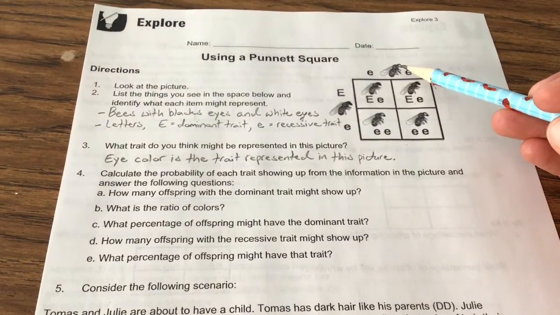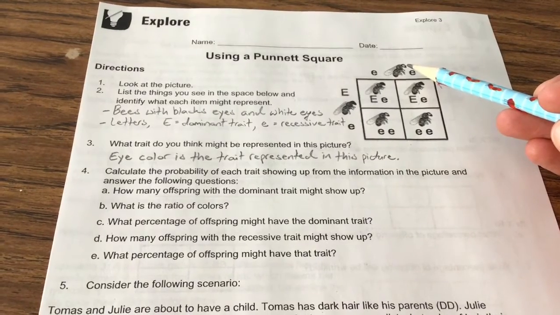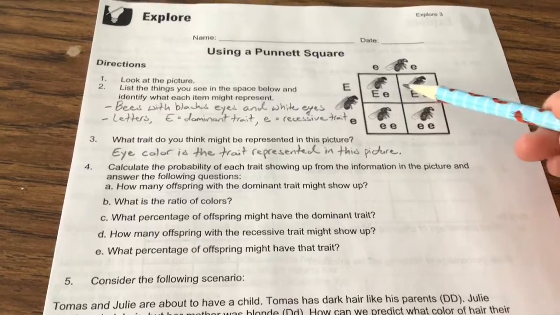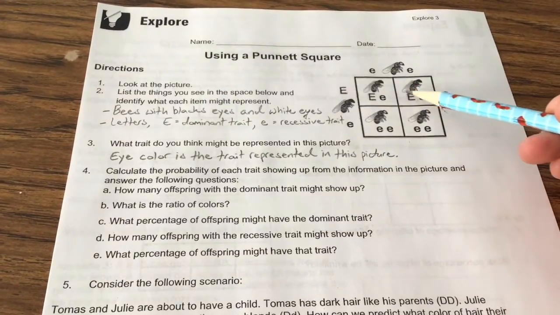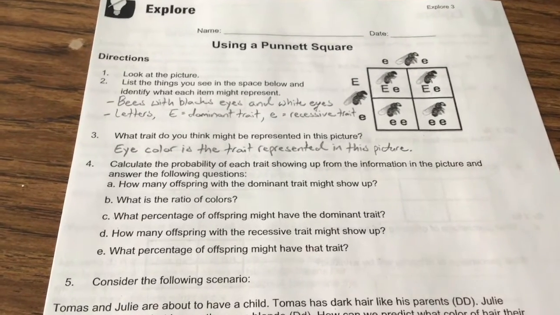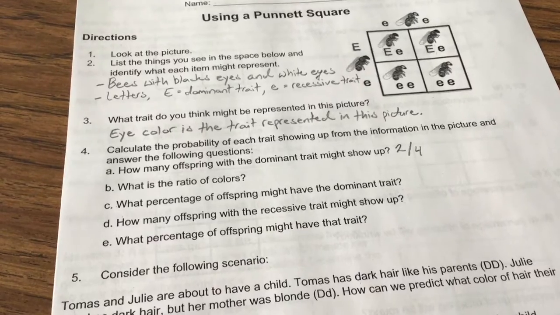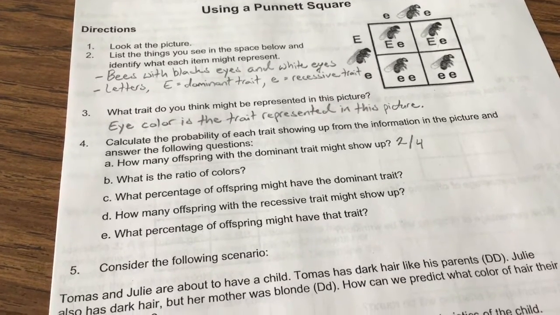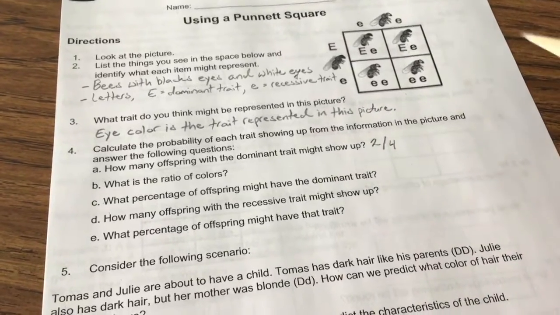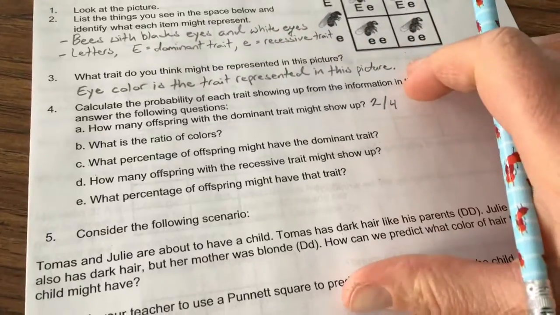So we must come to the conclusion that the offspring with the dominant trait are going to be the ones that have the capital E's. Therefore, 2 out of 4 of the offspring would have the dominant trait. Question 4B asks, what is the ratio of colors? So now we need to think about, well, what colors are we talking about? We're referring to black and white eyes.